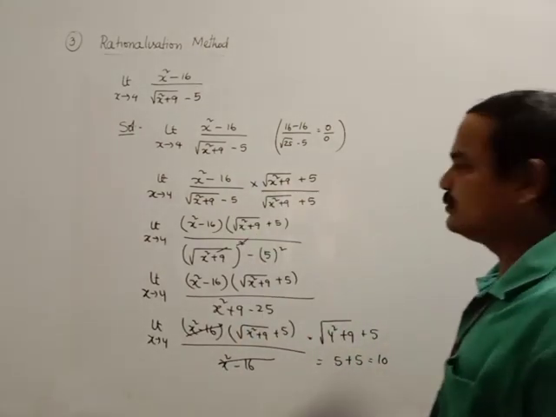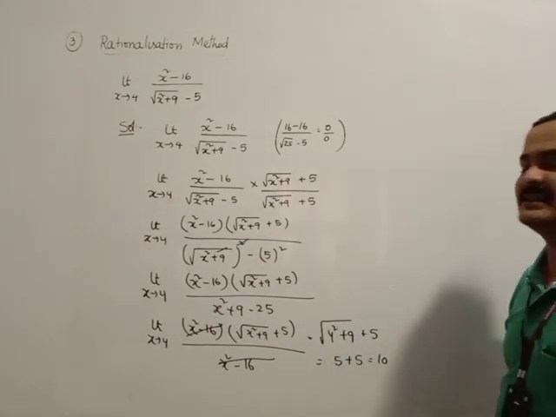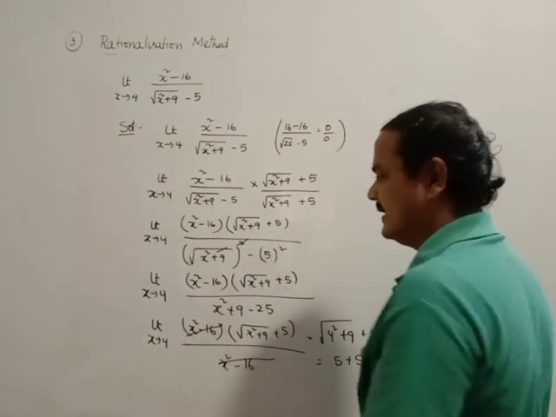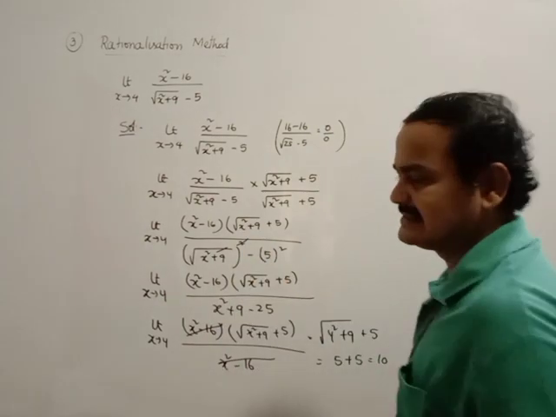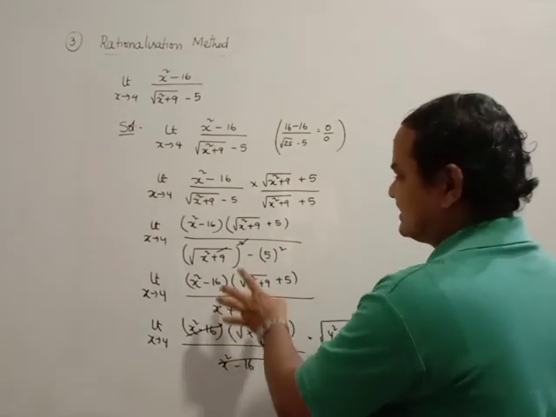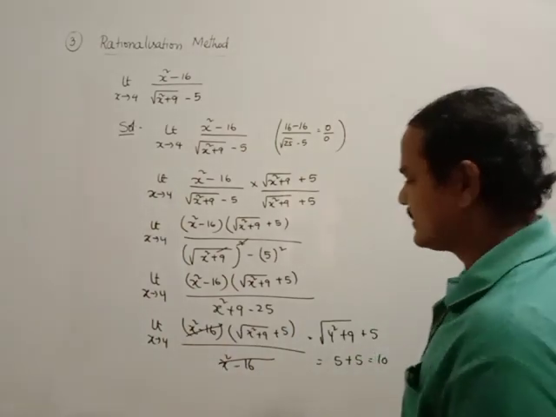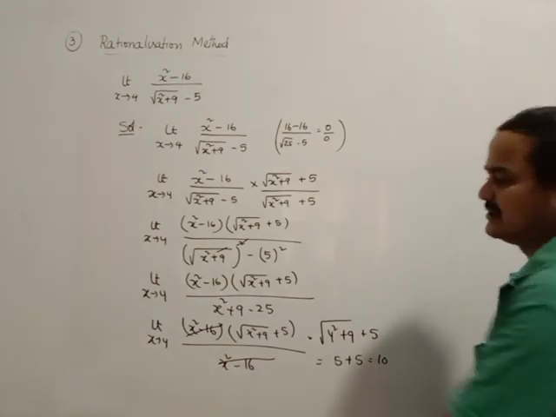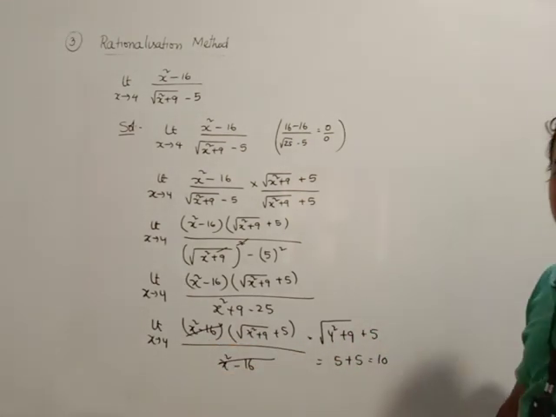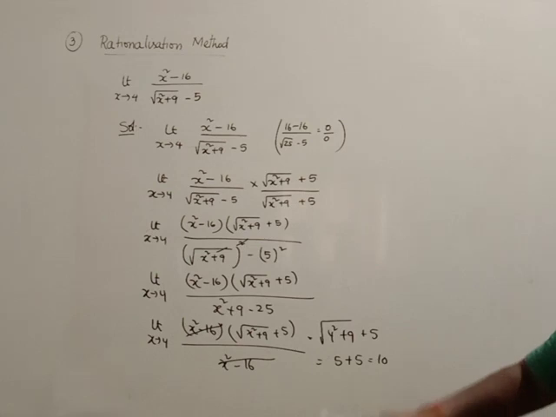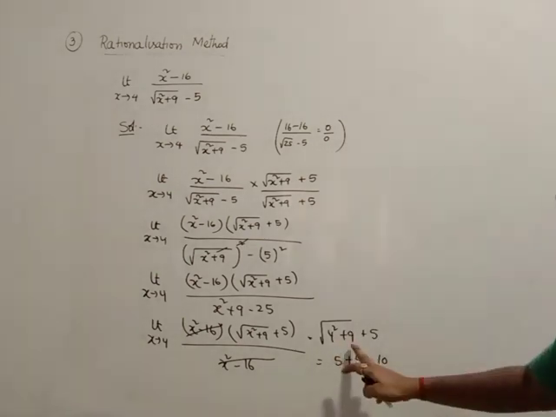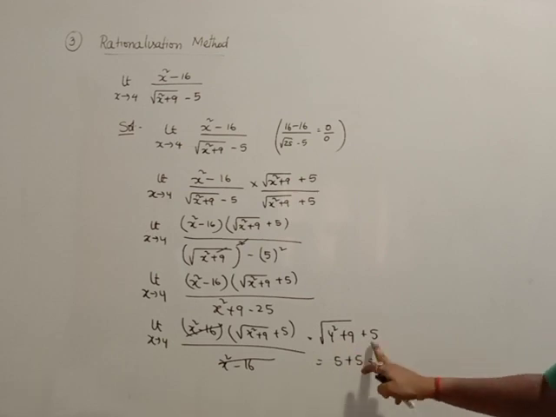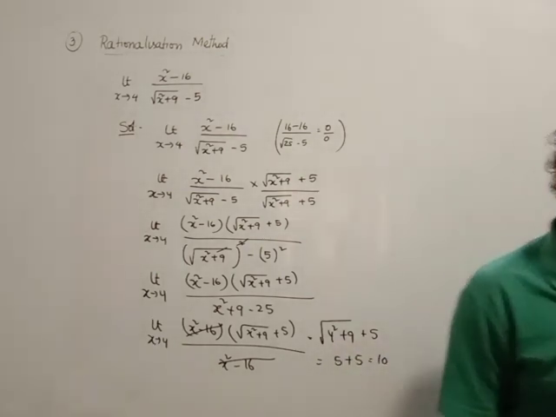(a − b)(a + b) is a² − b², so (√(x² + 9))² − 5². The root and square cancel, which means x² + 9 − 25. The minus number is bigger, so x² − 16. So x² − 16 cancels on both sides. Now go to substitution: √(4² + 9) + 5. 4 squared is 16, plus 9 is 25, √25 is 5, plus 5. This is the second one.